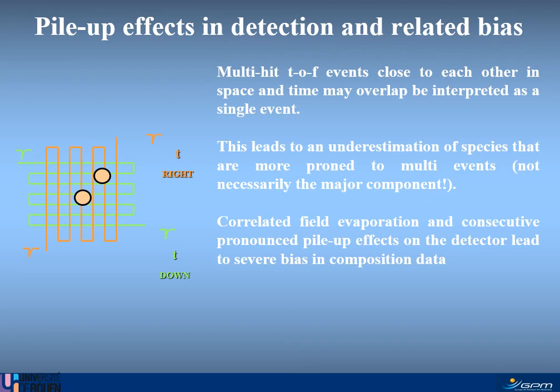And of course, you can have correlated evaporation of neighbor atoms at the tip surface, and so you can have more pronounced pile-up effects on the detector. And this will lead to severe bias in composition data. So for a given technology, you should use a very low detection rate, typically less than 0.01 ions per pulse.